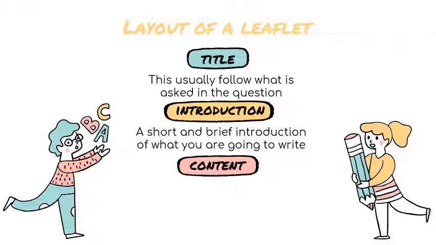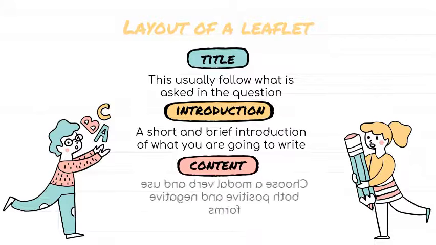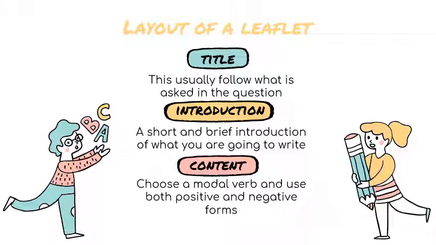So when writing or planning your content, you should choose the modal verbs that we have learned before this: can, shall, or will. And it usually depends on what topic is given to you. So remember, when planning the content and writing it, you have to choose one modal verb and use both the negative and the positive forms. Make sure you write down the positive first and then the negative. The do's first and then the don'ts.